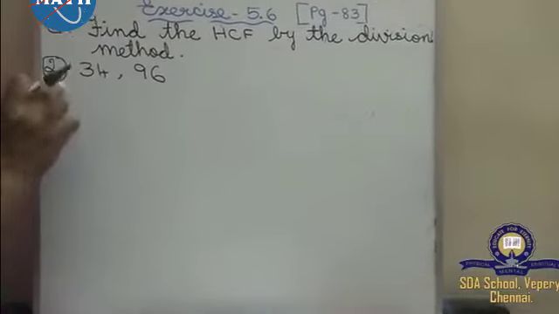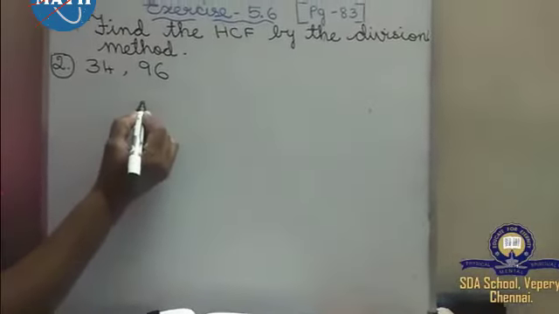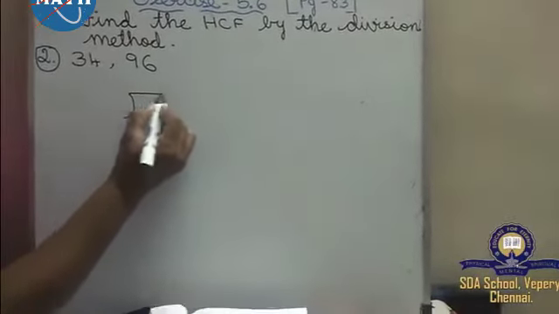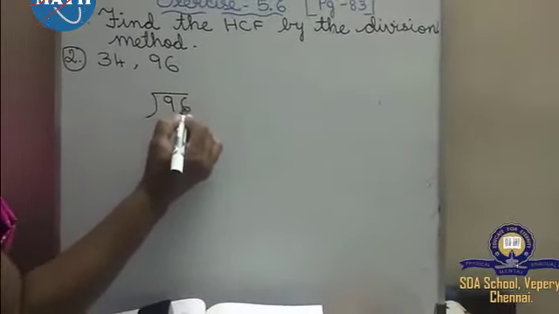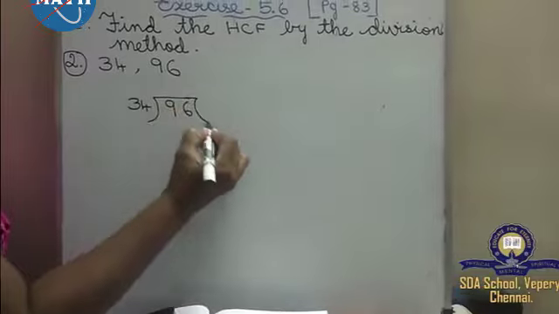Okay, children? We'll see the second sum. See, here also 34, 96. So, what, children, you have to write inside? The dividend is 96 and the divisor is 34. So, you have to write like this.